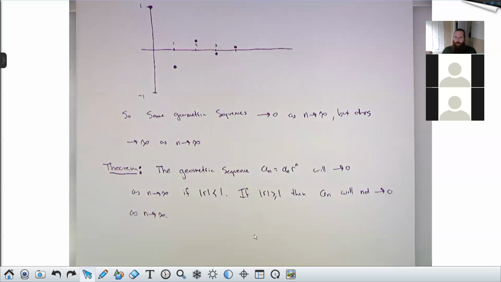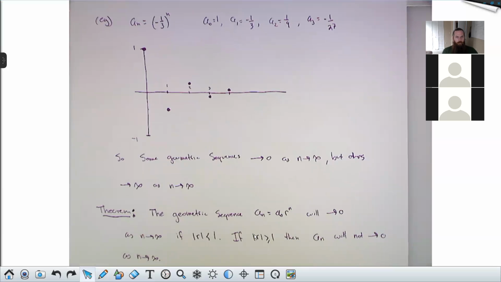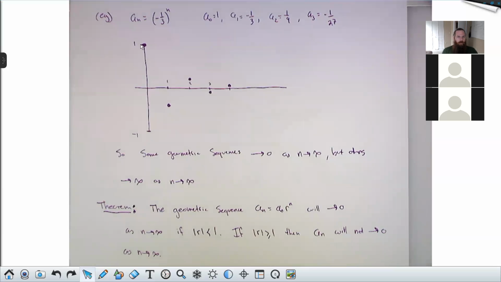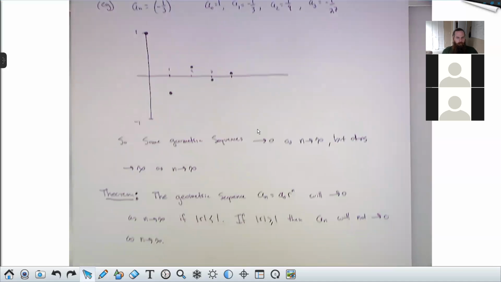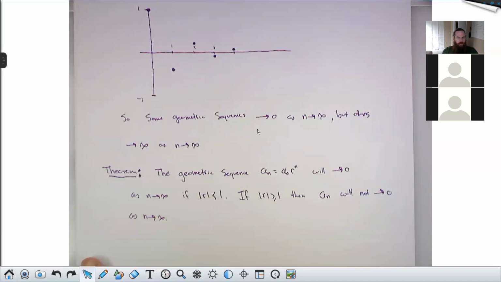So this is just a statement about the graphs, right? The dots on the graph will all get closer and closer to the horizontal axis if the absolute value of the common ratio is less than 1. Like in this example we just looked at, the common ratio here is -1/3. And again, you see this behavior of the dots getting closer and closer to the line y equals 0. So some geometric sequences go to 0 as n goes to infinity, but others go to infinity as n goes to infinity.